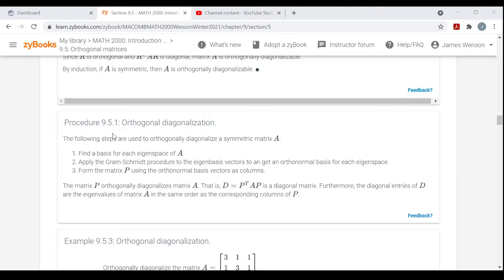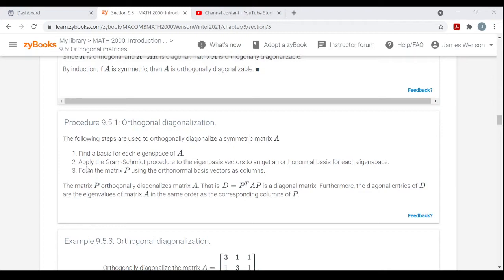All right. So the procedure, how do we do this? Perform this orthogonal diagonalization. So the following steps are used to orthogonally diagonalize a symmetric matrix A. Again, it's got to be symmetric in order to even start this. So number one, find a basis for each eigenspace of A. That's probably going to take the longest. Right? You find all the eigenvalues of A, then find the eigenspaces corresponding to those eigenvalues, and then a basis for those eigenspaces. Right? That can take a while.